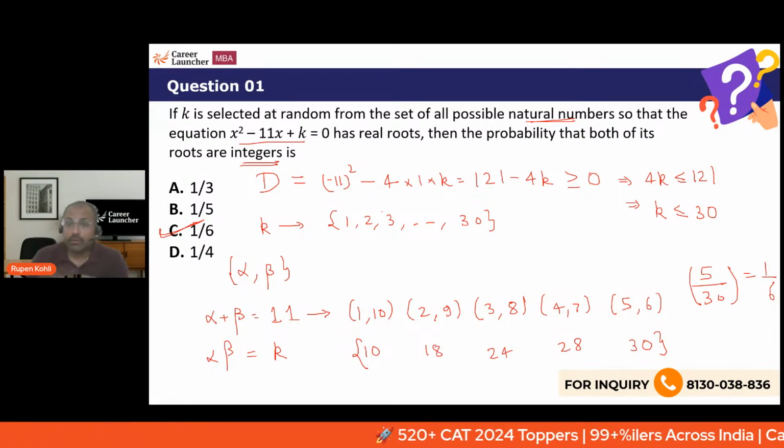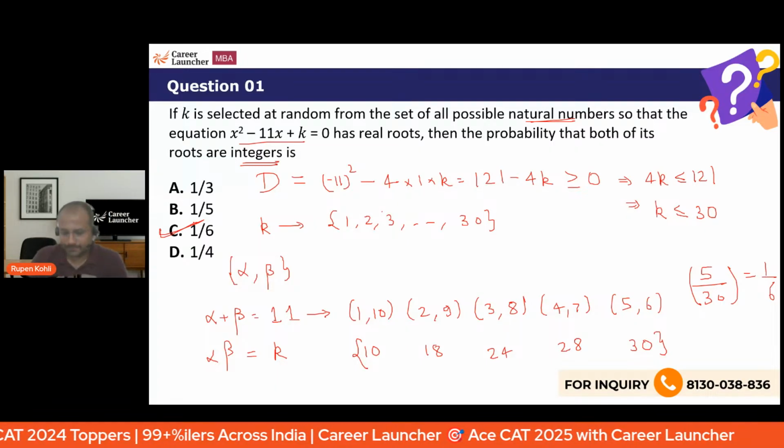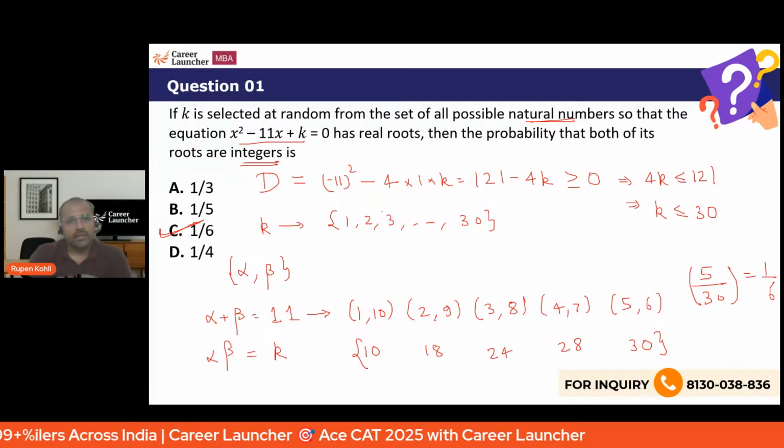A lot of counting questions have been asked in recent years, and this question is one of those involving algebra. All right, let's see the next one.